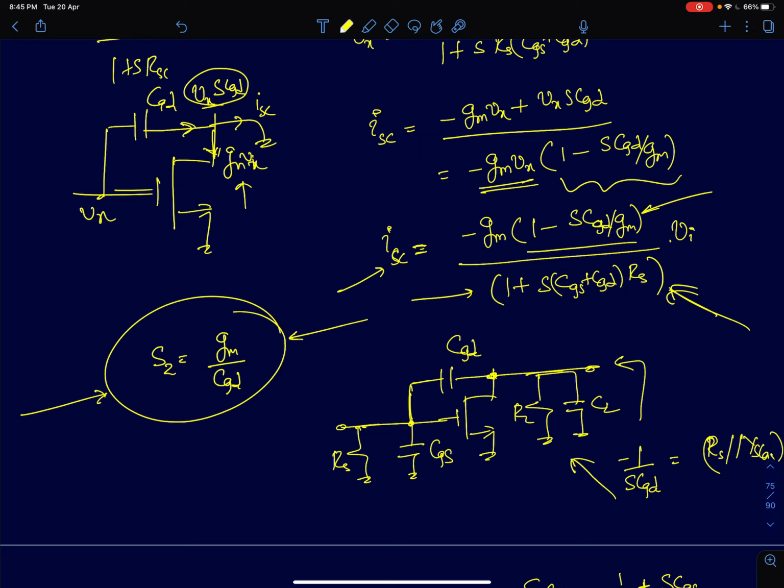At a later stage, I'll carry out a more rigorous analysis of a common source amplifier with CGD. But for now, this suffices. This gives us a good understanding of how to apply Miller approximation and what is missed in the Miller approximation. You don't predict the 0 in the Miller approximation.